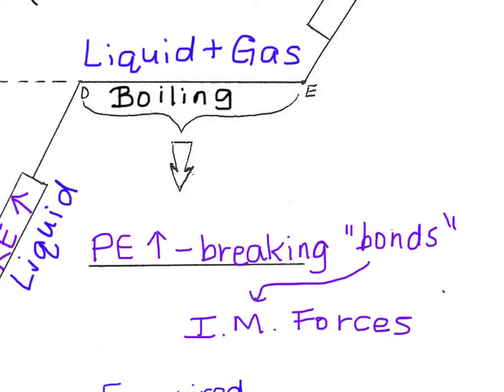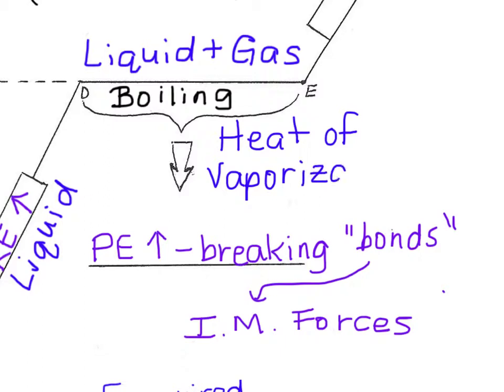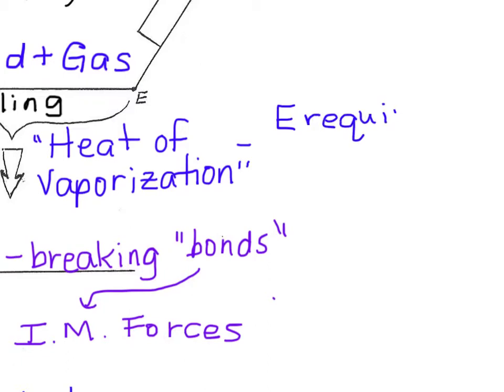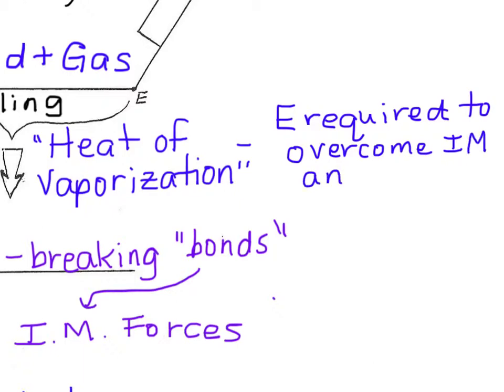And we can give this amount of energy a name, and we call it the heat of vaporization. The heat of vaporization is the amount of energy that is required to overcome the intermolecular forces and boil the substance. The heat of vaporization is the energy required to overcome the intermolecular forces and vaporize the substance.